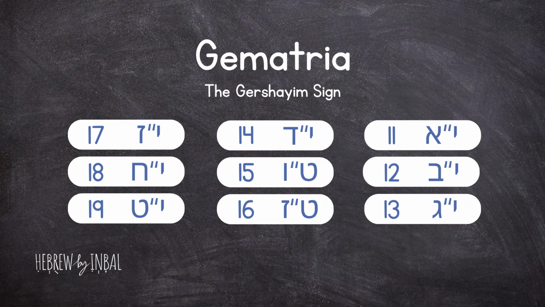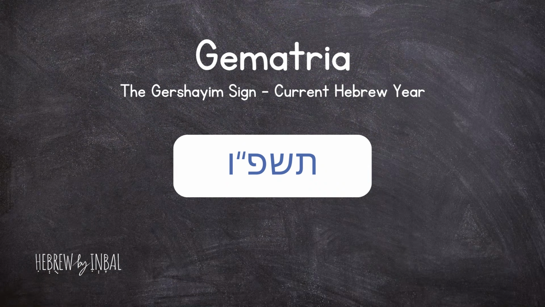For 2 or more letters representing numbers, we use girshaim, and we place them in between the 2 last letters. So this is how we will see the number 11 represented by the letters yod aleph. This is how we know we're looking at 15 represented by the letters tet vav. And this is how we know we're looking at the current Hebrew year, tav shin pe vav. If you see those marks, you're looking at numbers, not words.